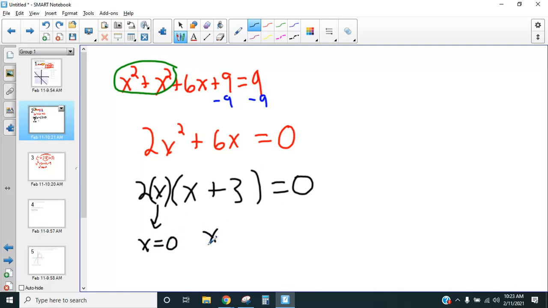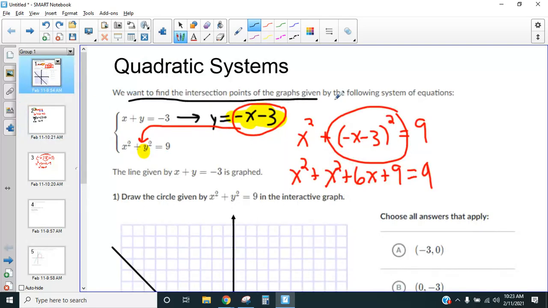Okay, another thing. Another solution is the opposite of this x plus 3. Negative 3, right? It's all tying together. Everything we did last couple weeks. We have two solutions. That means, if we go back to the original problem, there's going to be two intersection points on the graph. Because the original question said, we want to find the intersection points of the graphs, right?